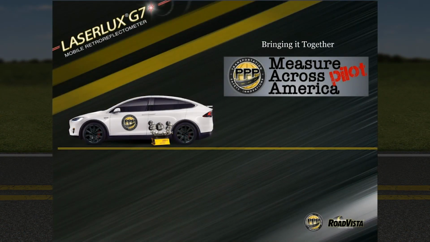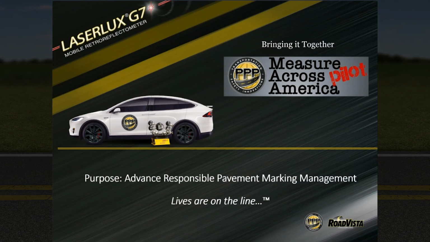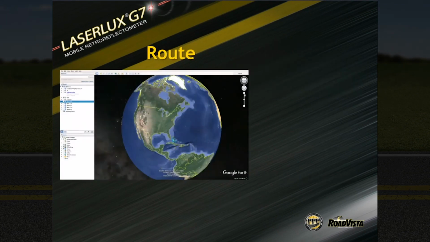All right, Chris. So now we get to bring it all together. And in doing so, we're going to use the data that we were able to acquire through the Measure Across America pilot that we did. To give you a little background on the Measure Across America program, the reason we decided to embark on this was to advance responsible pavement marking management for both human and machine-driven vehicles, because we truly believe that lives are on the line.